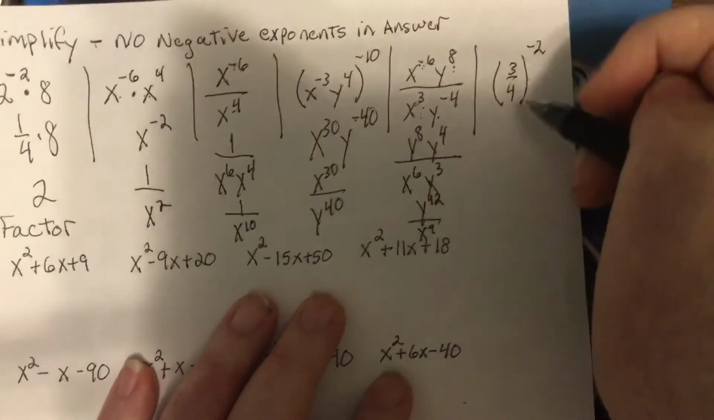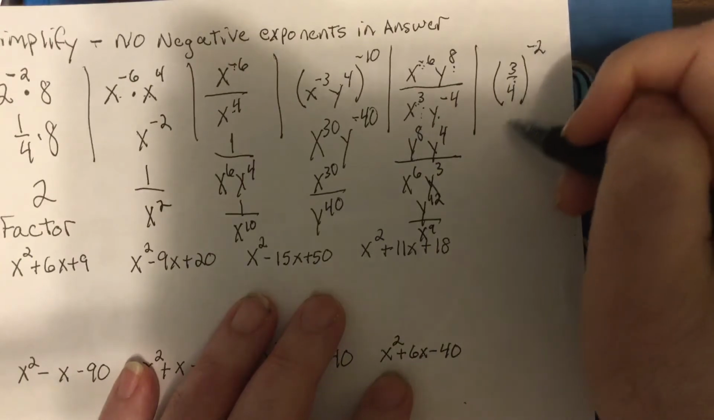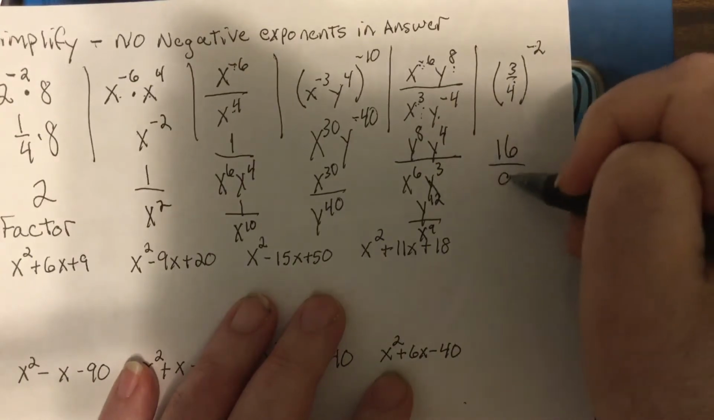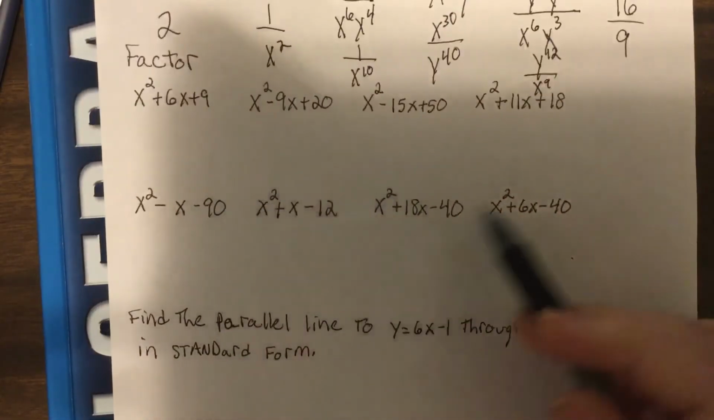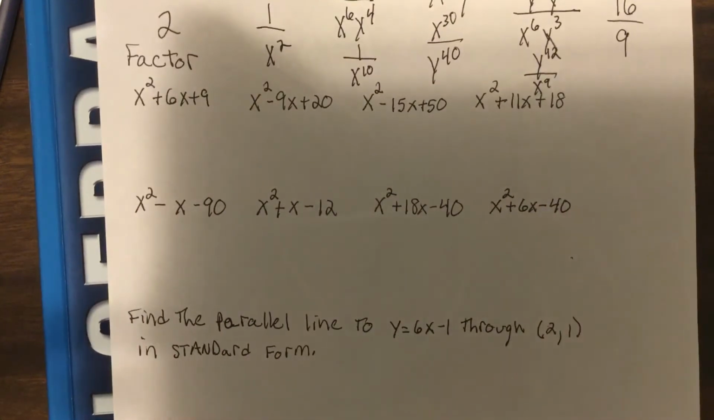This one I need to flip and I need to square, so it's 16/9. Flipped it and then I squared it. Okay, so now do the different factorings we did this week.